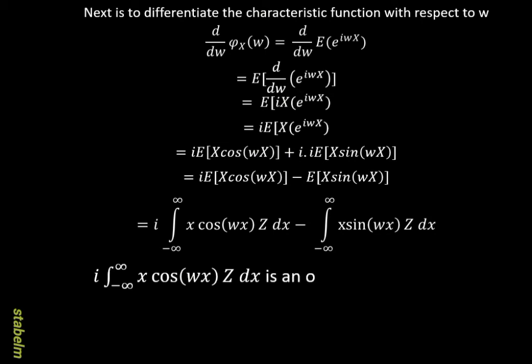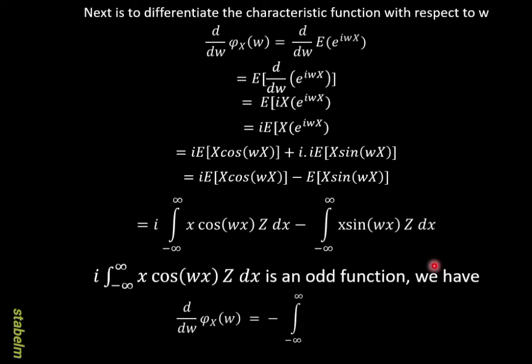The density is an odd function, so we have d over dw of phi subscript X of w equals minus the integral from minus infinity to positive infinity of X sin wX multiplied by f_Z dx. Now we shouldn't forget that we started the whole of this from this point here, so the result of this is what we have here, and we've concluded that this is an odd function, therefore it is eliminated, which is zero here. So we still have our derivative of phi sub X of w, and that is what we have here, so we should not forget that.